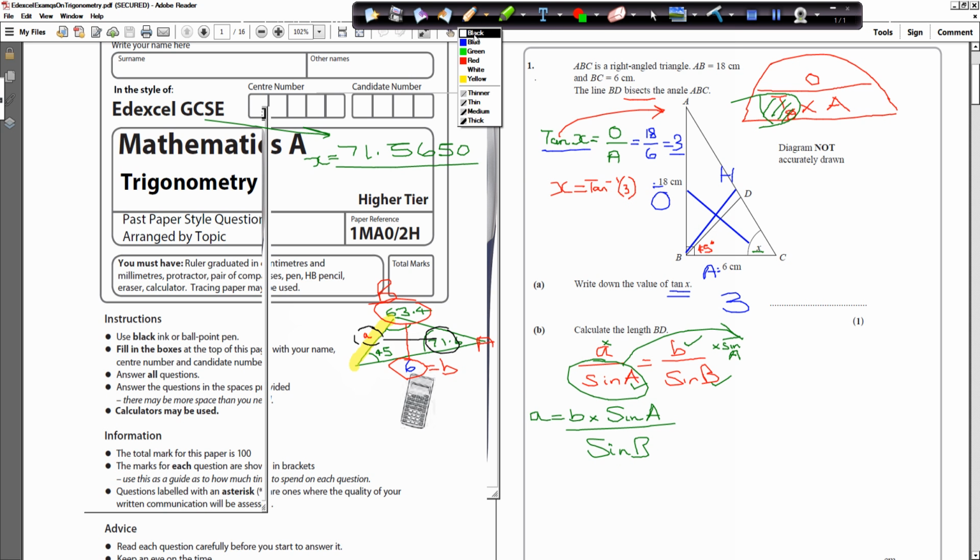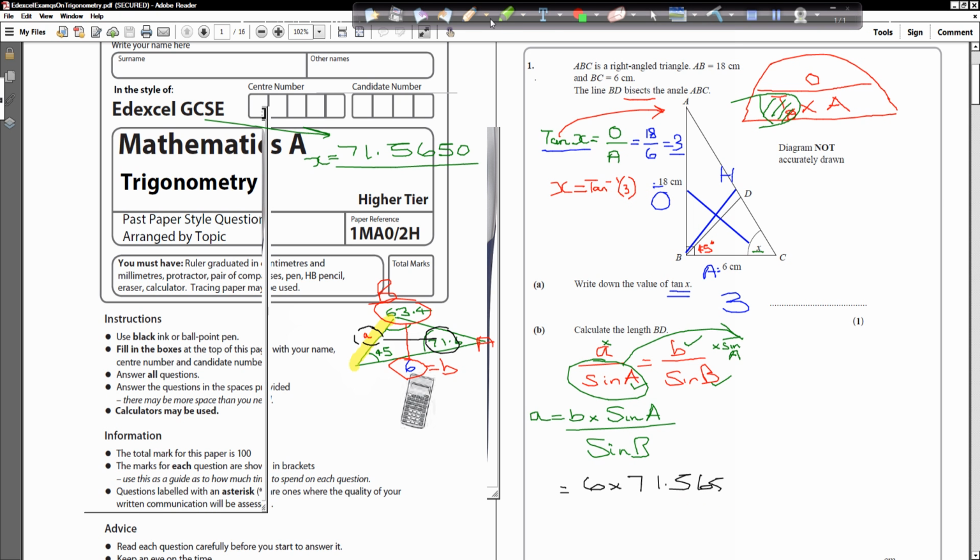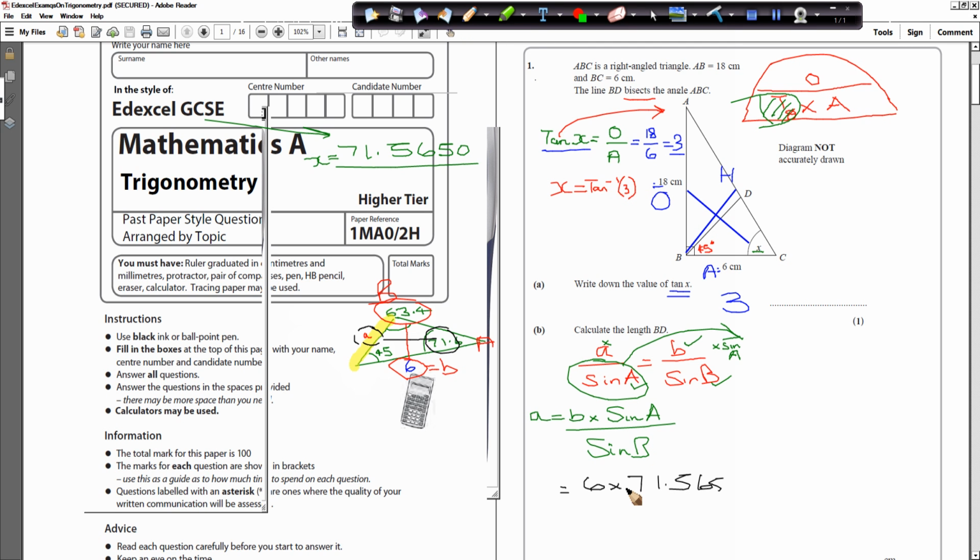Now we put in the values. So what was the little b value? The little b value is 6. And the big A value is equal to 71.5650. I'm going to put the original value in. Oops, I've missed out the sine. So sine of that, divided by the sine of the big B. And the big B is 63.4.